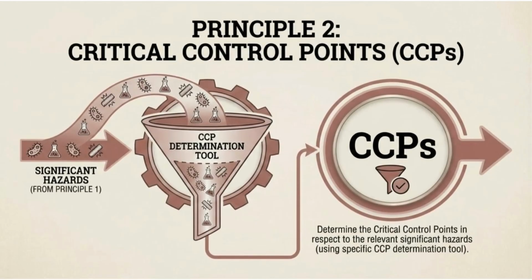Principle 2 focuses on critical control points, or CCPs. Using a specific CCP determination tool, we determine the points in the process that are critical to controlling the relevant significant hazards identified in Principle 1.